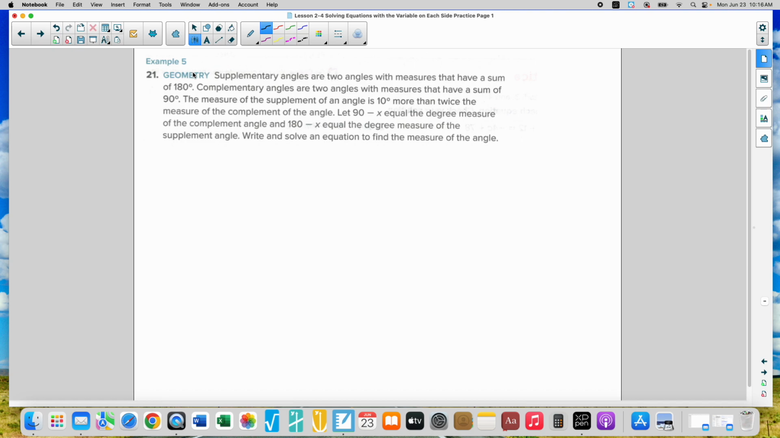Yes, I know that. The measure of the supplement angle is 10 more than twice the measure of the complement. So the complement equals 90 minus x, and the supplement equals 180 minus x. So the measure of the supplementary angle, S, equals 10 more than twice the measure of the complement. Twice the complement plus 10. Okay, that's good.